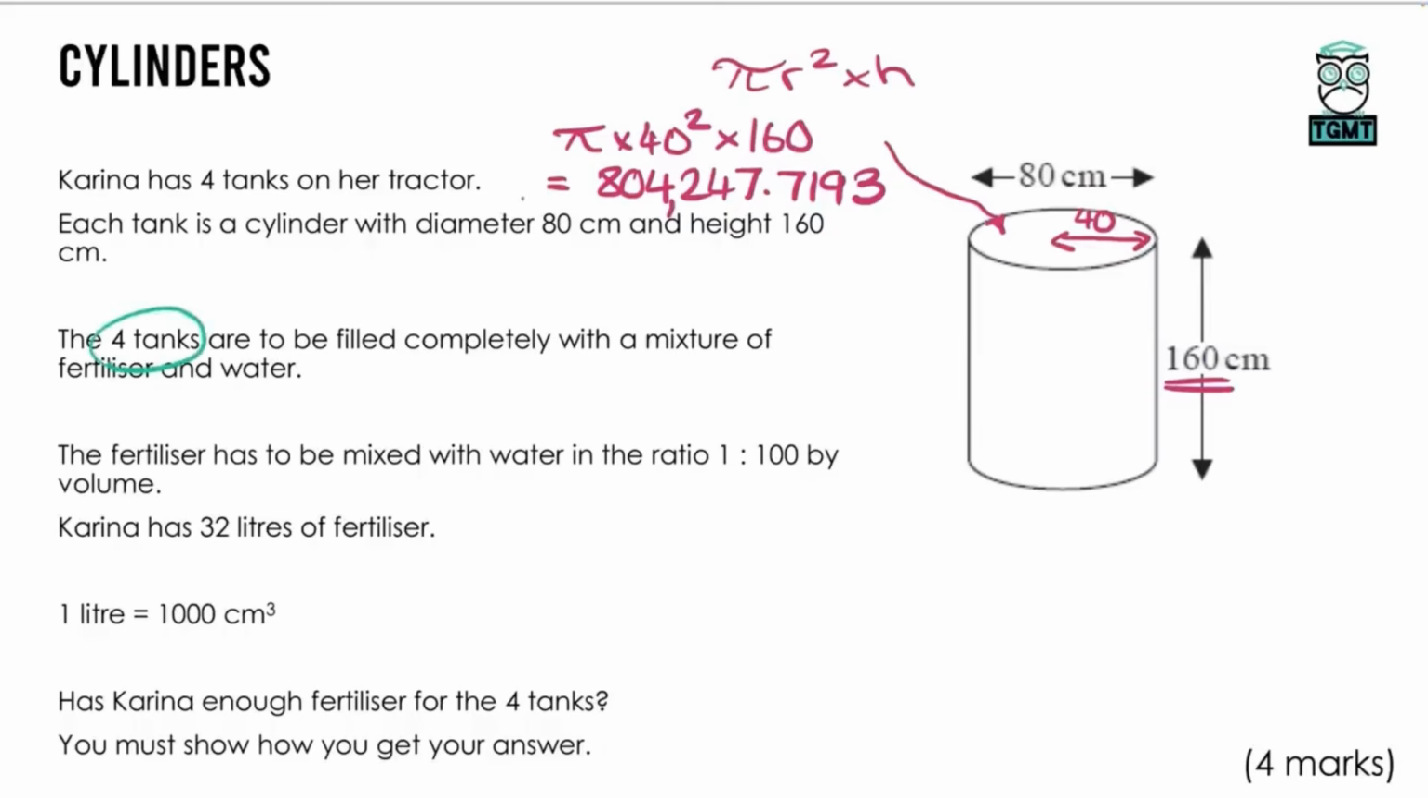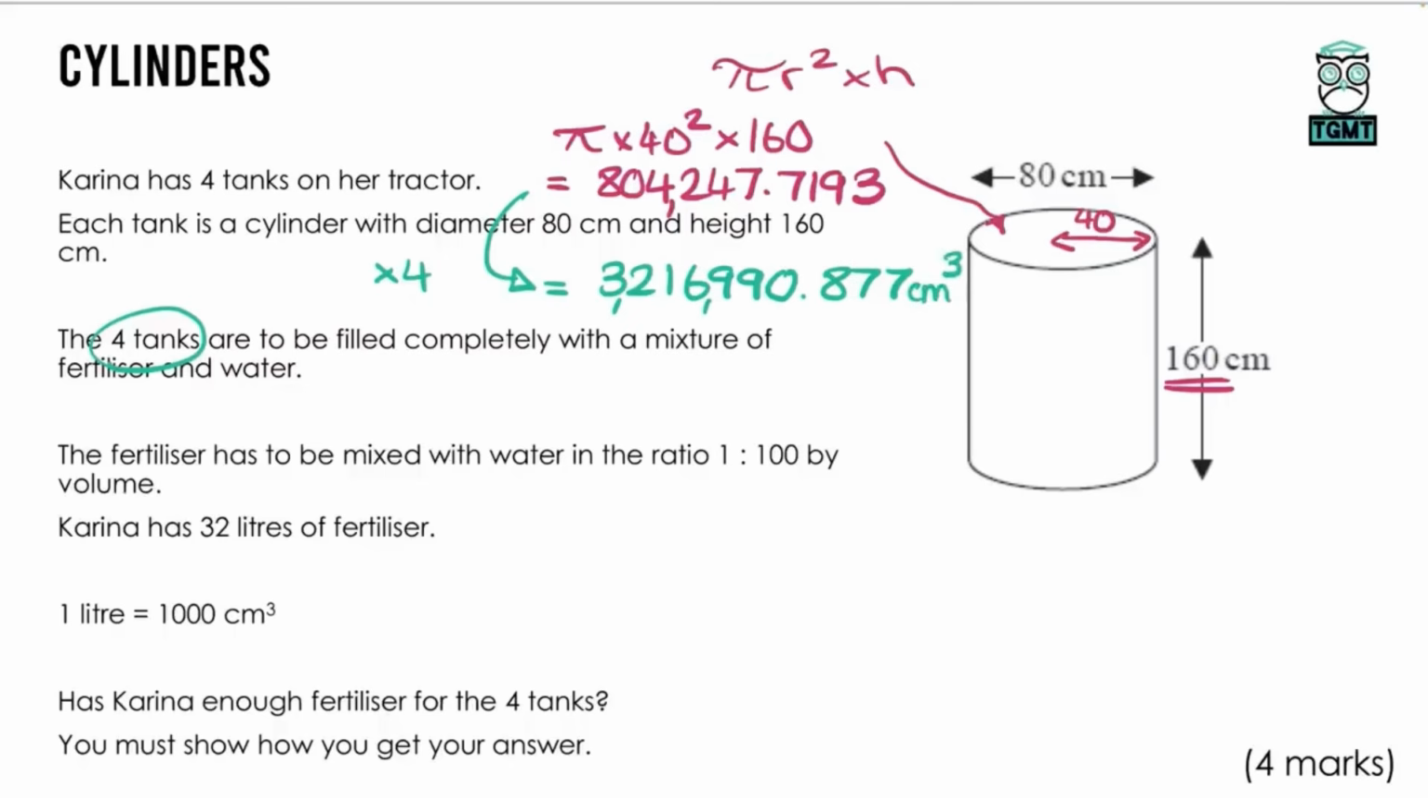Well, she has 4 tanks, so we need to multiply this by 4. That's going to give us the volume of all 4. So if we press times 4 on the calculator, we're starting to get to some very large numbers now. That's absolutely fine though, just make sure we write them all down. So we have 3,216,990.877. So that's 3.2 million centimetres cubed.